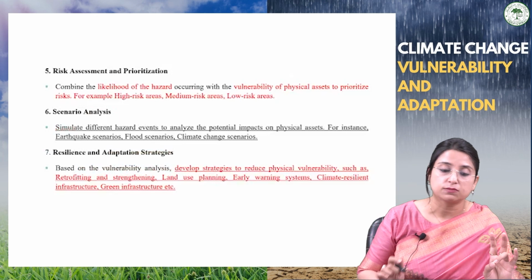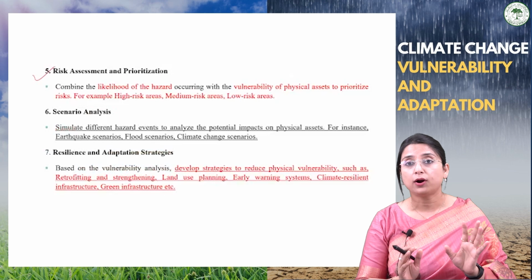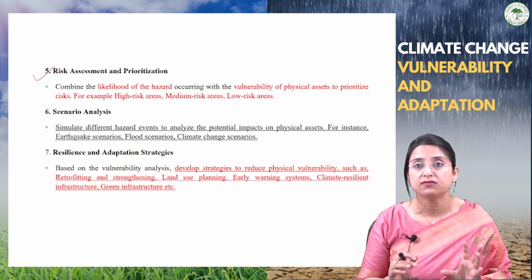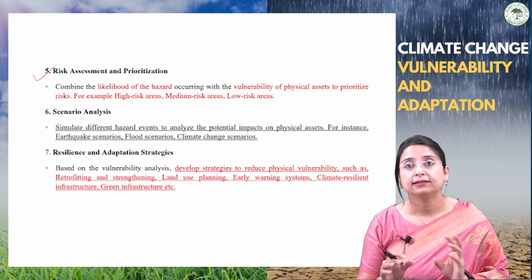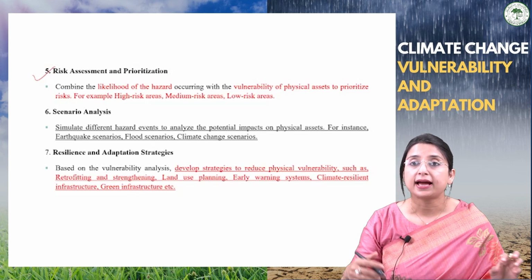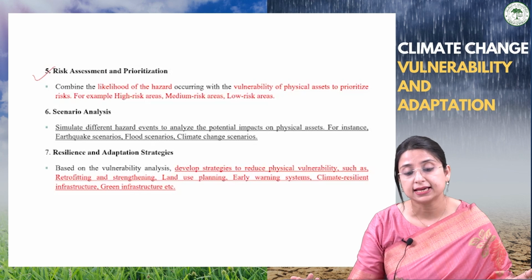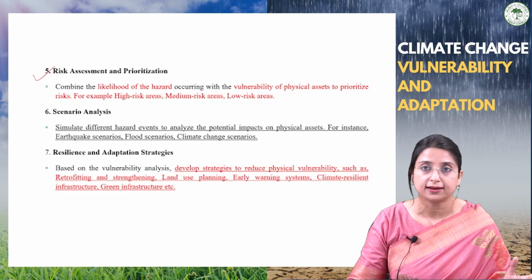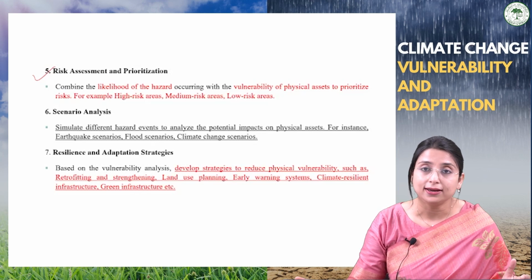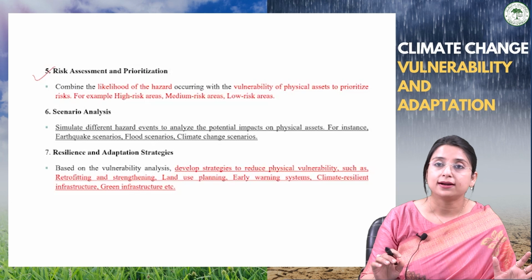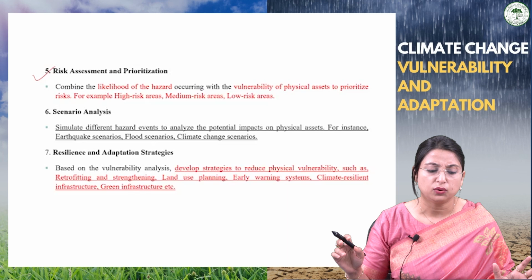Then risk assessment prioritization is done. That is a very important step. Here we identify the most impacted or affected areas, the risk zones that need priority attention for policy implications. For example, there may be high risk areas, medium risk areas and low risk areas. So it is obvious that priority is to be provided to the high risk areas. In risk assessment and prioritization, we identify the risk zones as high, medium, low and very low.